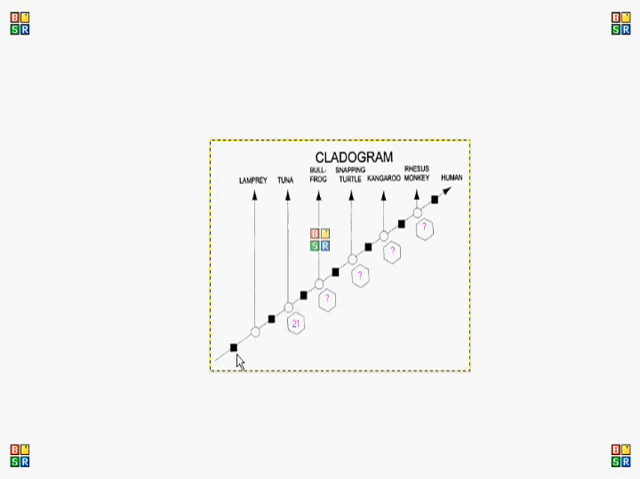So it gives you information. It tells you the information. We're going to do the first one together. The first one says dorsal nerve cord and notochord in all 7 species.